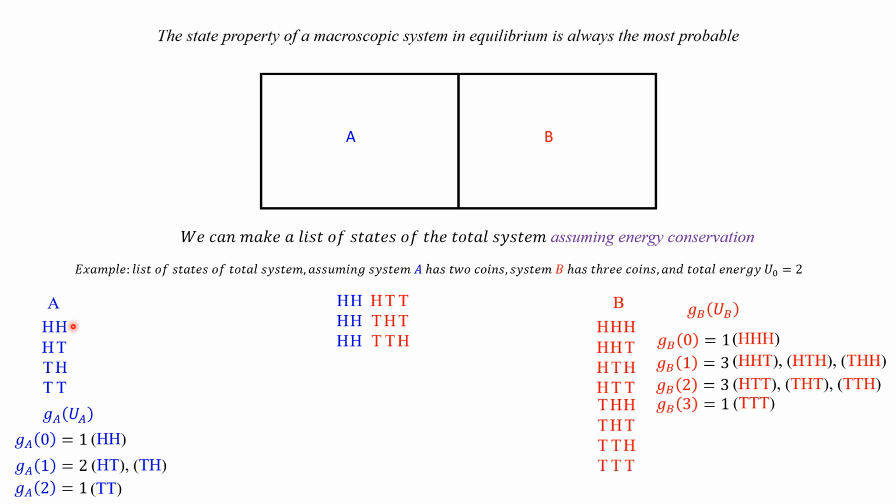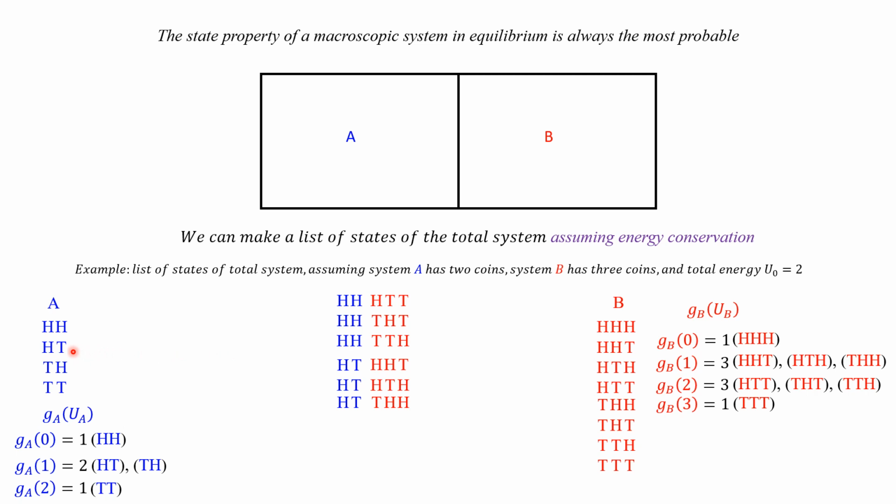Since the energy of this state here is 0, this state can only combine with states of system B having energy 2. So these are the 3 states of system B having energy 2. So these are the 3 states of the total system. So this is one state of the total system, this is another, this is another. Notice that all of them have energy 2, and these are the 3 only possible states of the total system which were formed with combinations of this state HH of system A with states of system B.